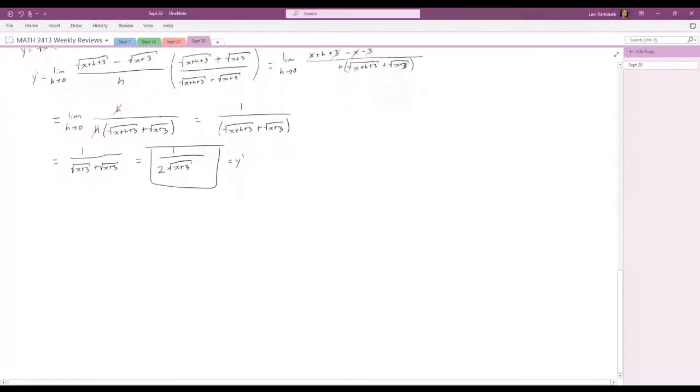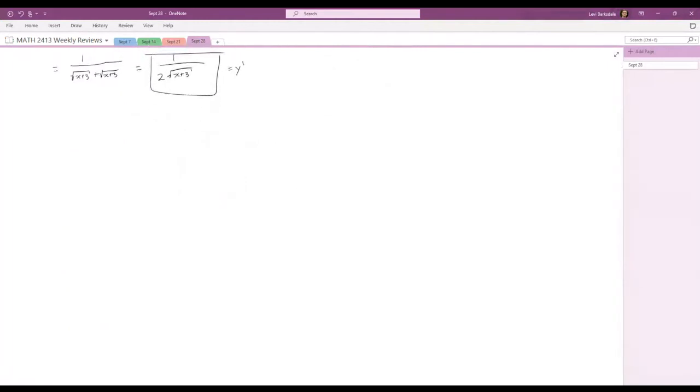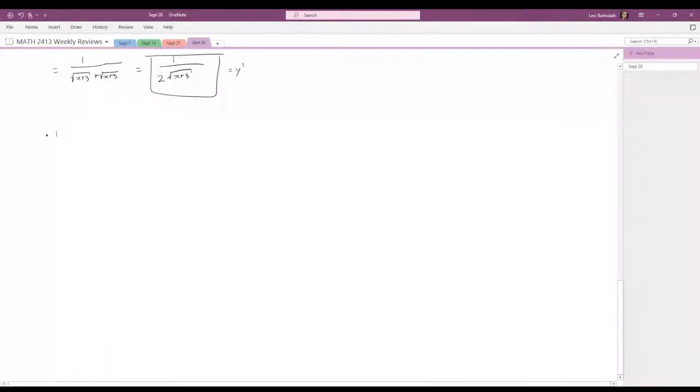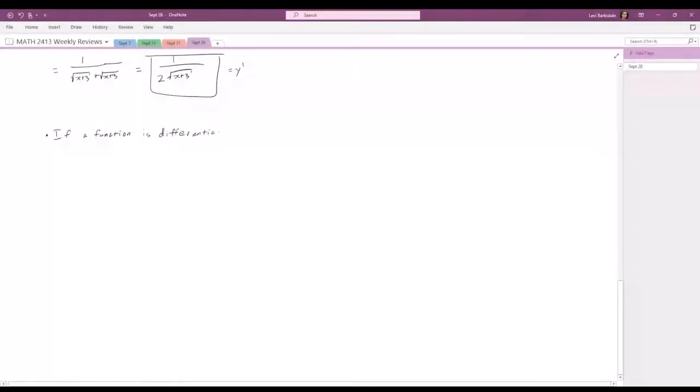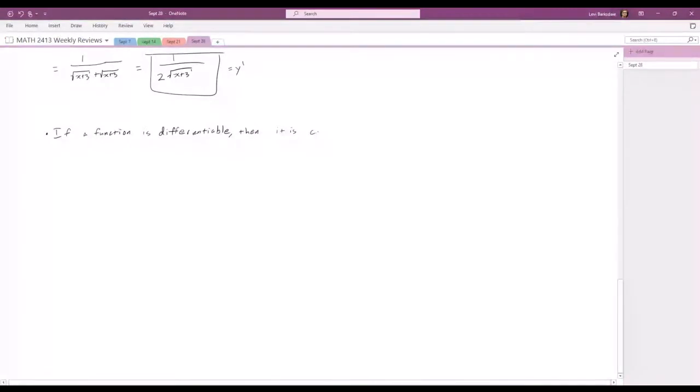Well, cool. In that case, let's go ahead and move on to a couple of brief notes about differentiability. We can say if a function is differentiable, then it is also continuous. And this is really helpful. So if a function is differentiable, it is also continuous. It's not necessarily true the other way around. If a function is continuous, it might be differentiable, but it also might not be differentiable.